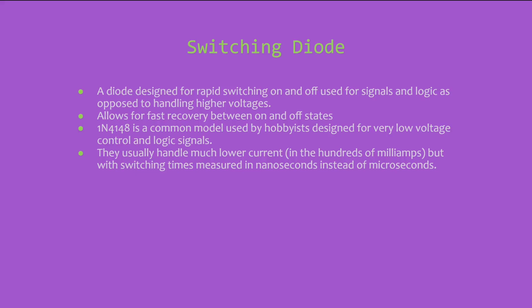And then we have the switching diode. This is designed for rapid switching on and off, used for signals and logic as opposed to being designed to handle higher voltages. It allows for a pretty fast recovery between the on and off states. The 1N4148 is a common model for hobbyists. In fact, you may even find this in hobby kits.